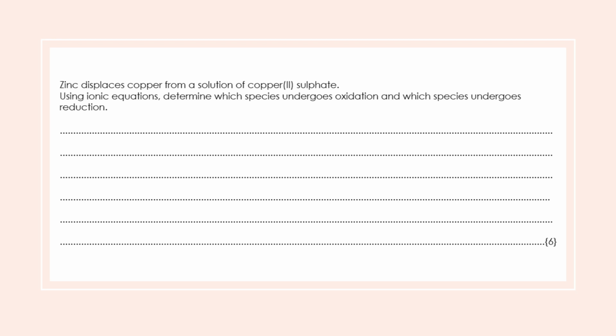Let's try a harder 6-mark question. The same way that we went through the previous equation using ionic equations, we will try to replicate it here. Once again, try to complete this question independently and return back to the video for some corrections. The question is, zinc displaces copper from a solution of copper sulfate. Using ionic equations, determine which species undergoes oxidation and which species undergoes reduction. This is a 6-mark question, so remember to include as many details as possible.